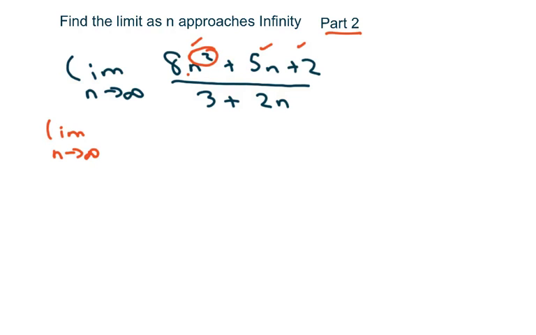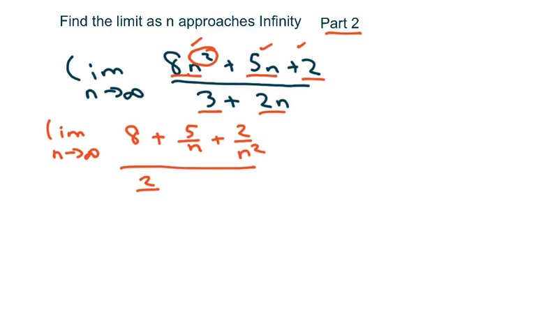If I divide each of these pieces by n squared, I'm going to get 8 plus 5 over n, sorry, plus 2 over n squared, divided by 3 over n squared plus 2 over n.